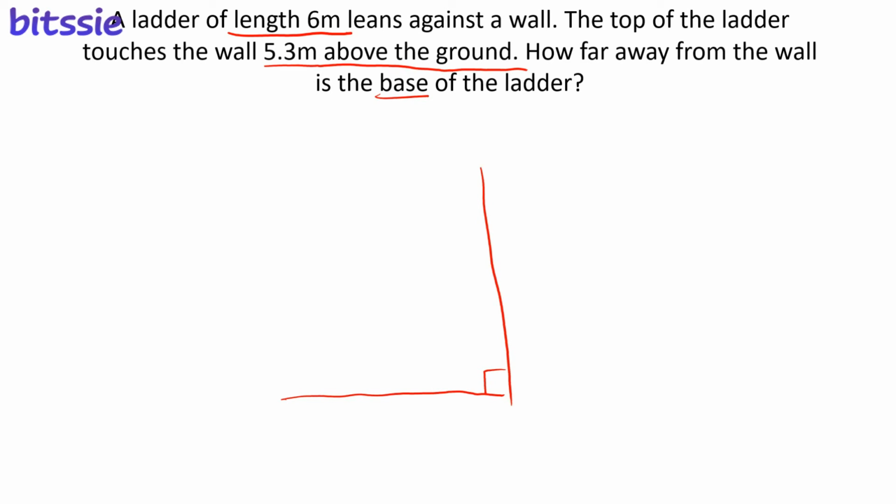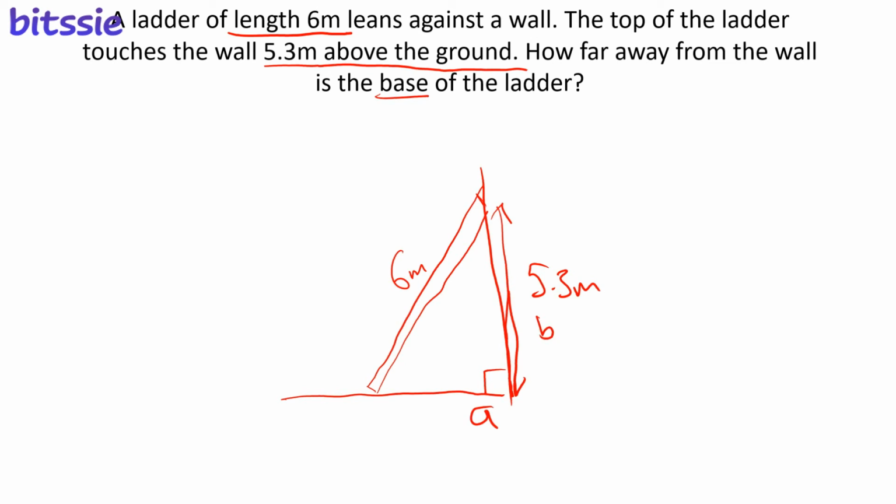And then we can draw on our ladder. This ladder has a length of 6 meters and it touches the wall. So this distance is 5.3 meters, which means that this is the distance that we need to find. Let's label our triangle. So this length is A, this length is B, and this length is C.